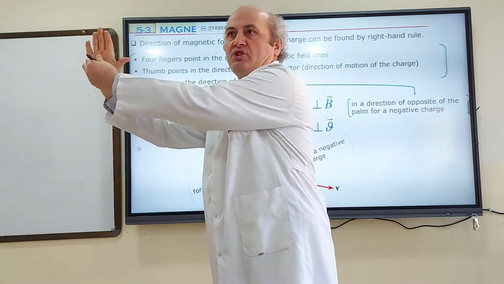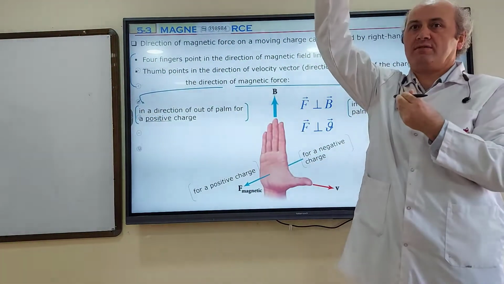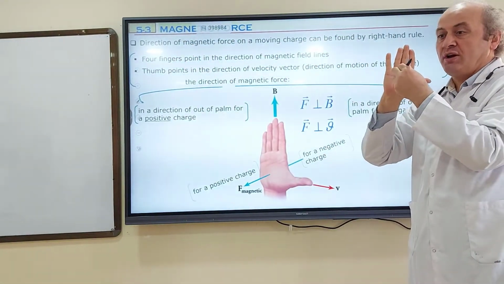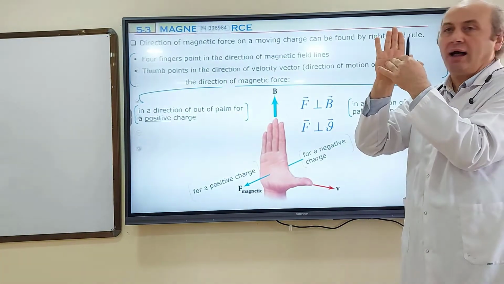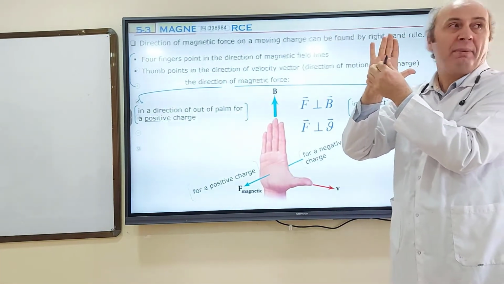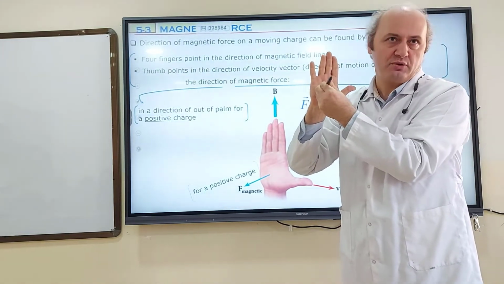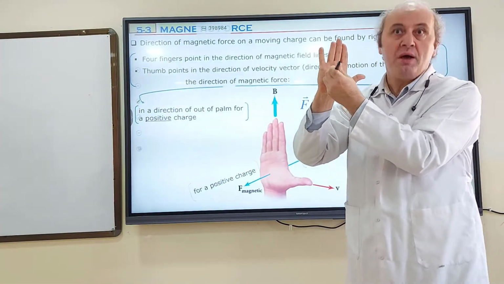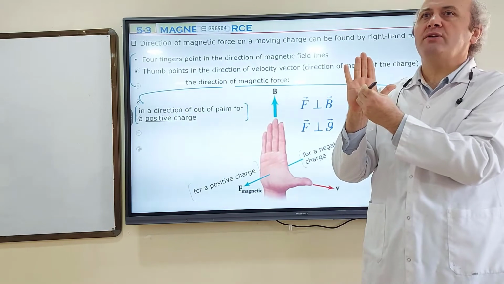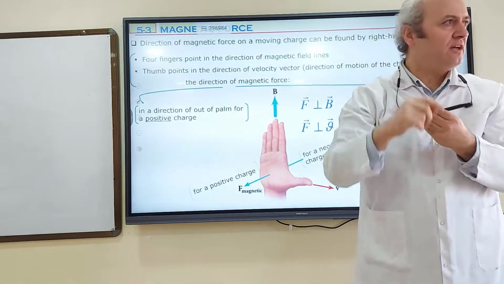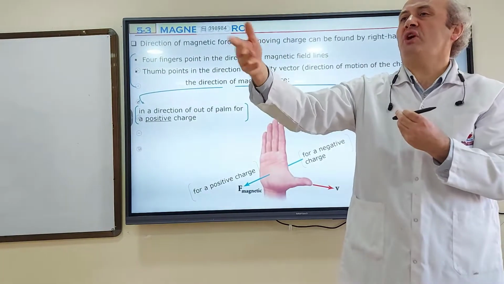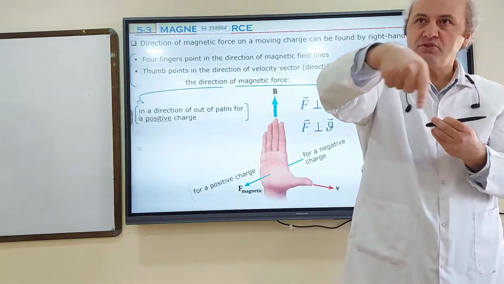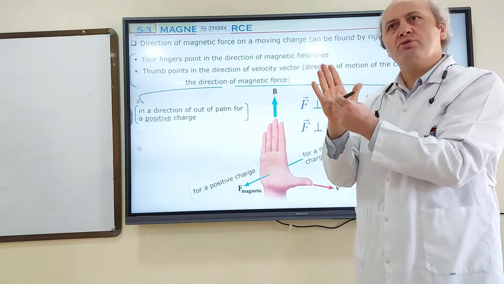So, as a charge is moving upward to the sky in a magnetic field, there will be a force acting on the charge in the direction of the palm. So the palm will show the force acting on the charge. But it is for a positive charge, because there are two types of charges. For a positive charge, the palm will show the force acting on the charge. But for a negative charge, what do you expect it to be? Opposite. In an electric field, it was also like this. For a positive charge, the electric force is in the same direction as the electric field. For a negative charge, it is in the opposite direction of the electric field.